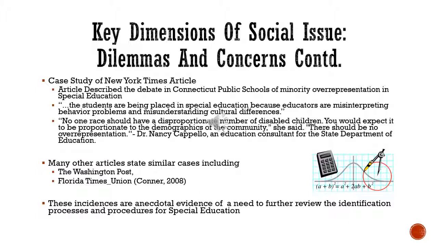Considering the case study of a New York Times article. A 2005 article in the New York Times described the debate in Connecticut public schools of minority overrepresentation in special education. The article stated, "The students are being placed in special education because educators are misinterpreting behavior problems and misunderstanding cultural differences. No one race should have a disproportionate number of disabled children. You would expect it to be proportionate to the demographics of that community."